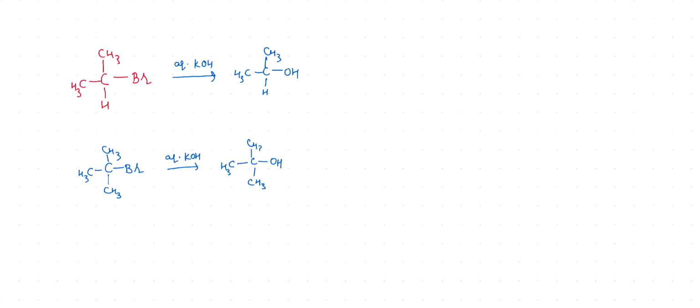Here I am taking another example. In this alkyl bromide, I am taking a secondary one. You can see this carbon is attached to two further methyl groups, so I am naming it a secondary bromide. It was subjected to react with aqueous KOH under the same conditions, and the product we are getting is a secondary alcohol. It can follow the SN2 mechanism as well as SN1.